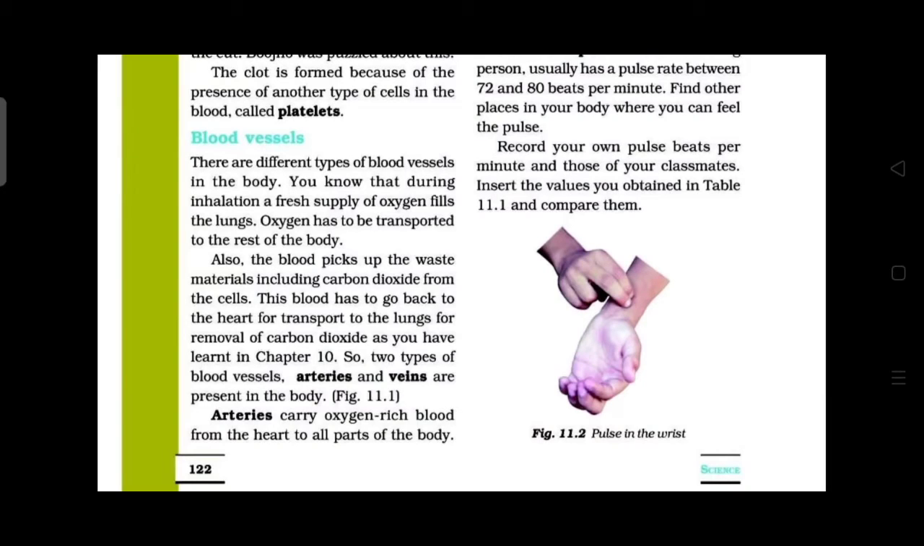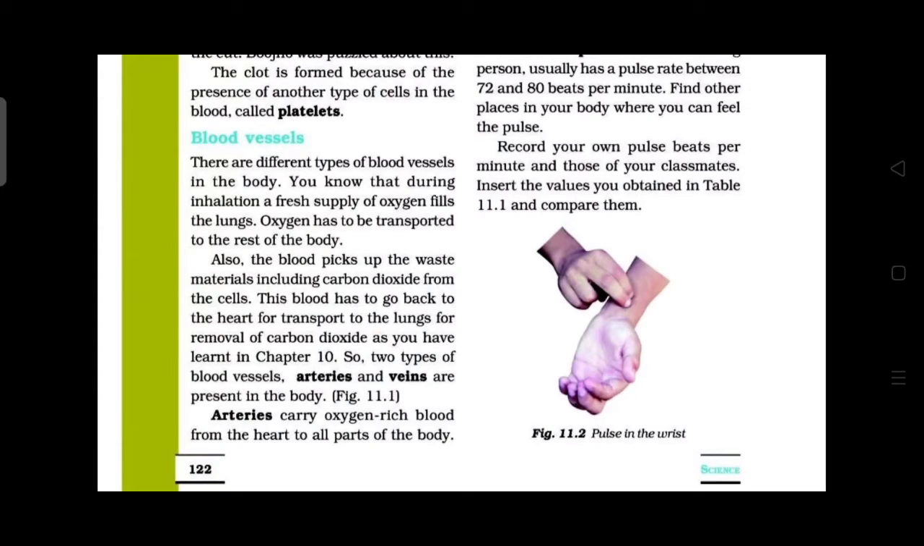We are inhaling what? A fresh supply of oxygen fills the lungs, and oxygen has to be transported to the rest of the body also. We are inhaling fresh air, oxygen from the lungs, and oxygen is transported to the rest of the body. The blood picks up the waste material including carbon dioxide from the cell.